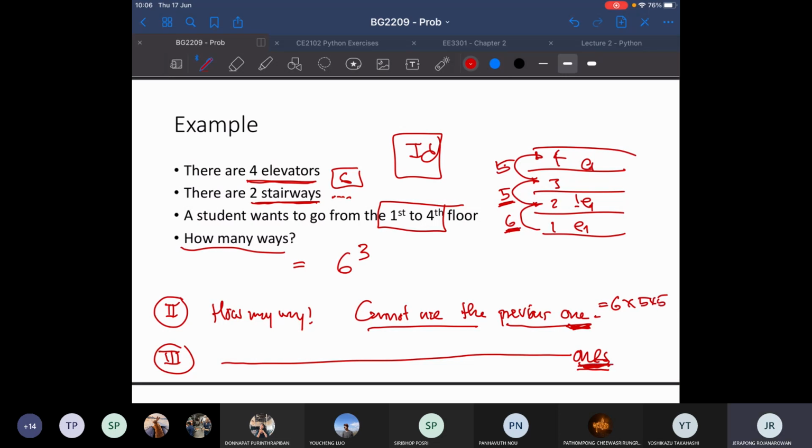Okay. However, if you cannot use anything that you have used before, then the answer is going to be 5 and then 4 here. So it's 6, 5, 4. Right, the answer will be a little bit different.